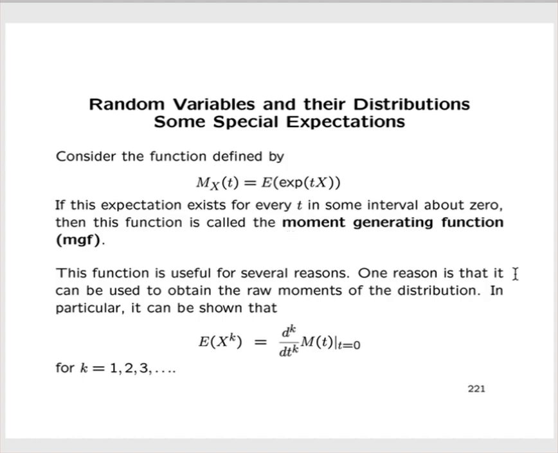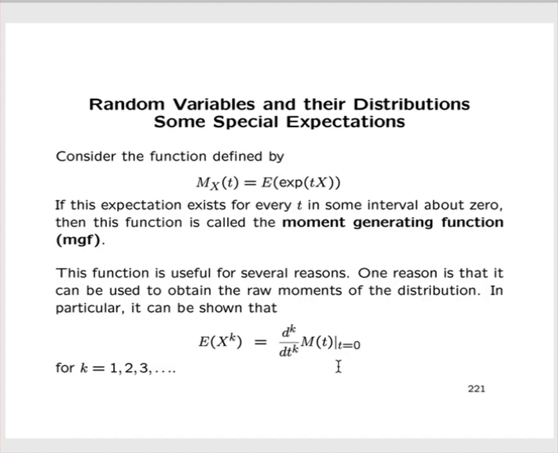Now, the moment generating function is useful for several reasons. The first is that it can be used to obtain the raw moments of the distribution, hence its name, the moment generating function. In particular, it can be shown, and it's fairly straightforward to show at least for discrete random variables, that the kth raw moment, the expected value of X to the kth power, is given by the kth derivative of the moment generating function evaluated at t equal to 0.